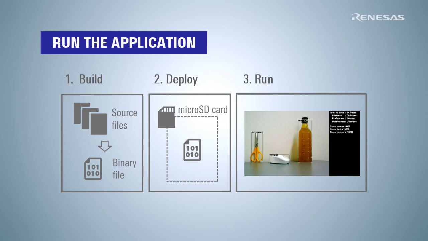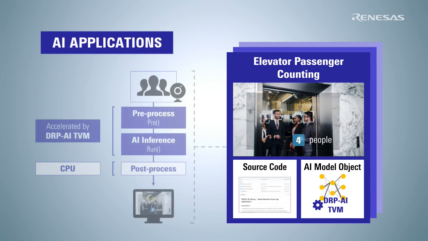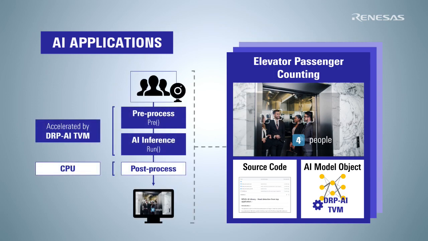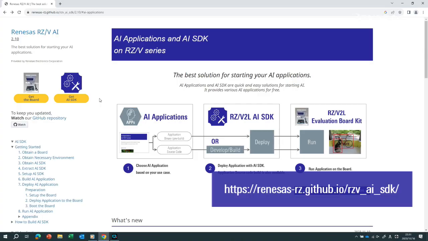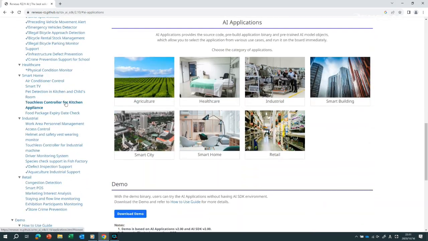Next, to check that the AI SDK has been set up properly, run the AI application by following these steps. AI application is a quick and easy solution to run AI for your own use case. It uses DRPAI-TVM to accelerate AI processing. AI applications can be accessed like this. Please select the category of your interest.